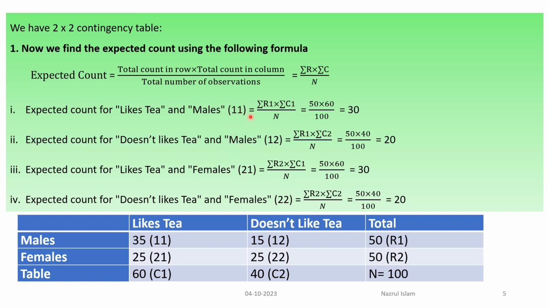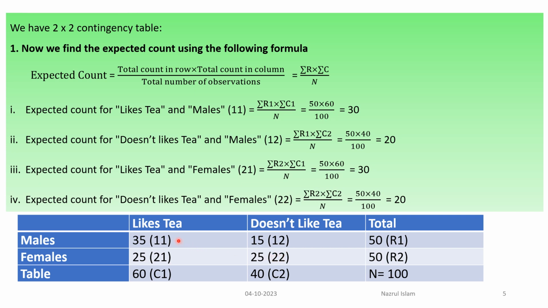Note that here I have used 1 1, 1 2, 2 1, 2 2. This should be clear. See the table. We have two categorical variables, males and females, and likes tea, does not like tea. Here 1 1 means row 1 column 1, this is 1 2, row 1 column 2, this is 2 1, row 2 column 1, and this is 2 2, row 2 column 2.